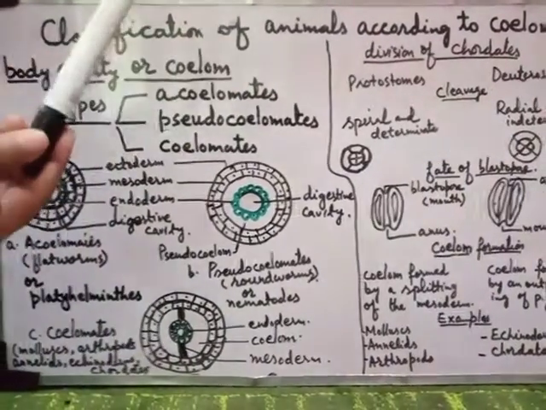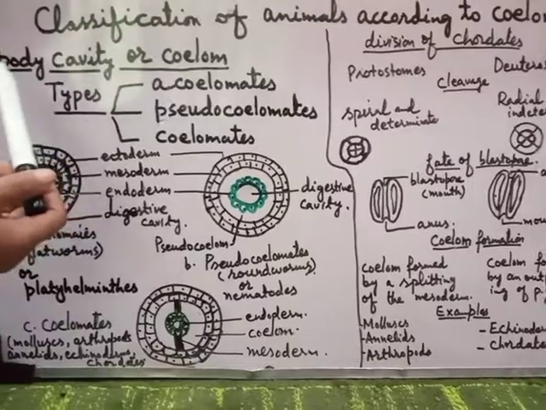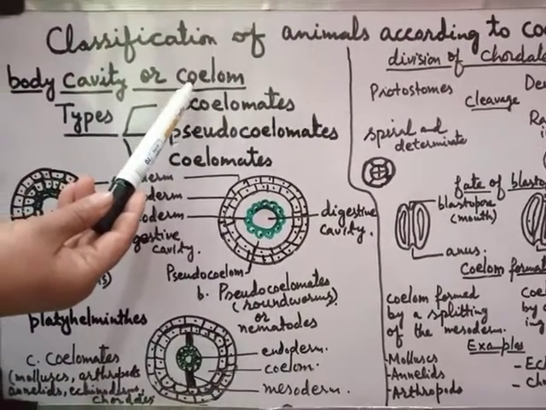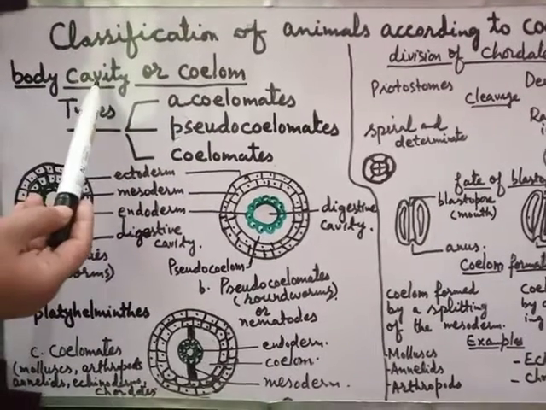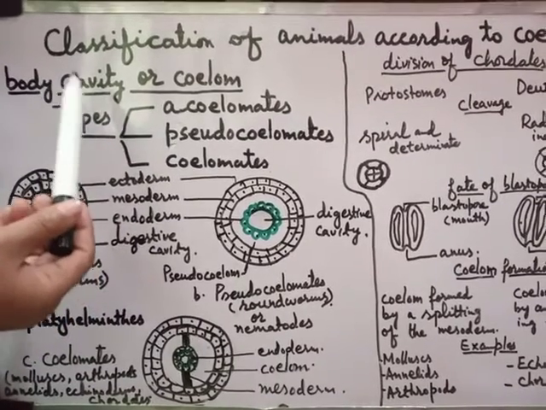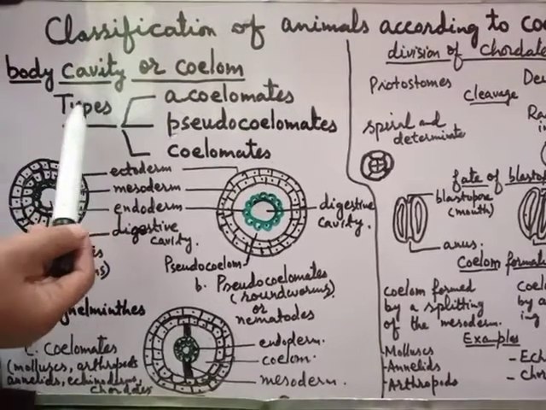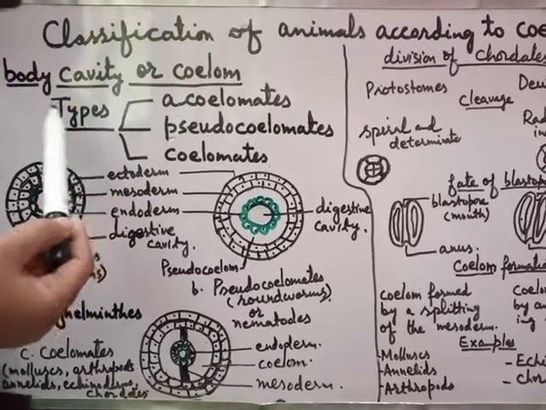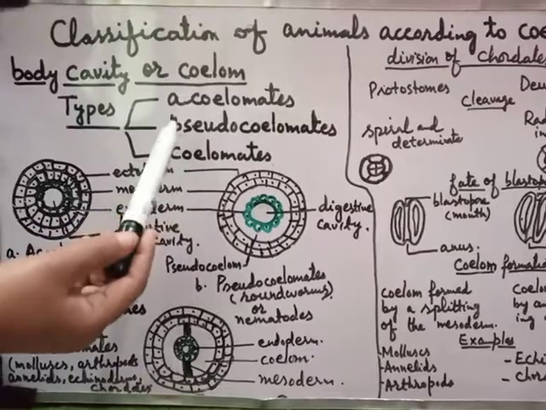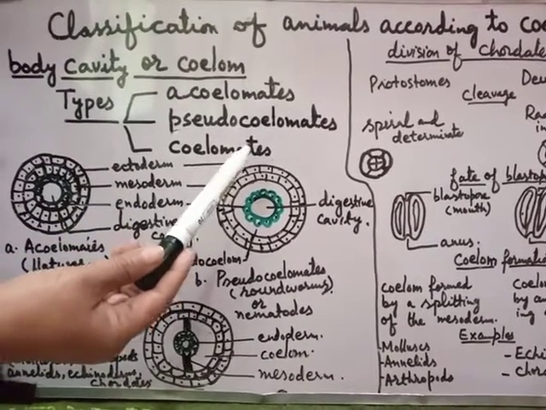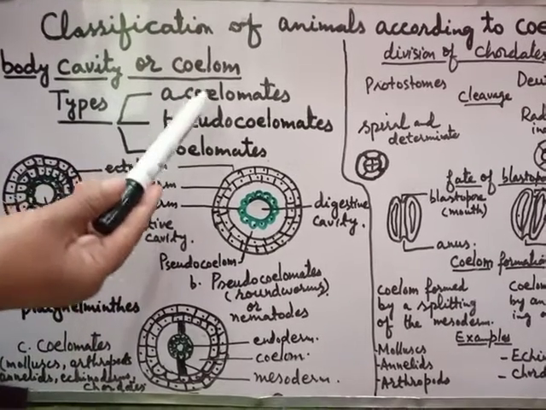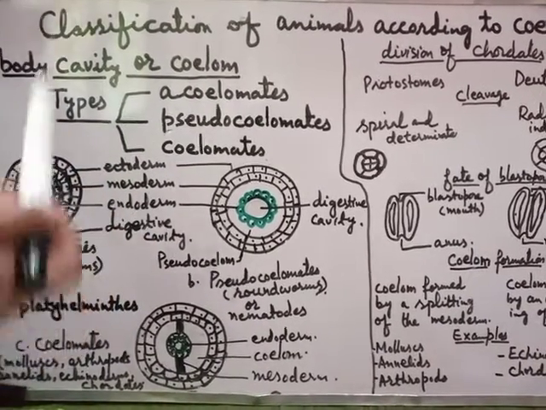Student, coelom is a fluid filled cavity present between the body wall and digestive system. It is also called the body cavity. Now, what are the different types of animals according to coelom? There are three kinds of animals: Acoelomates, Pseudocoelomates, and Coelomates with reference to coelom. Now we will discuss each of these categories one by one.